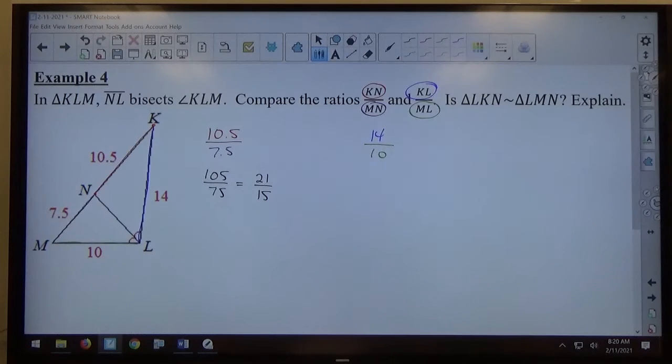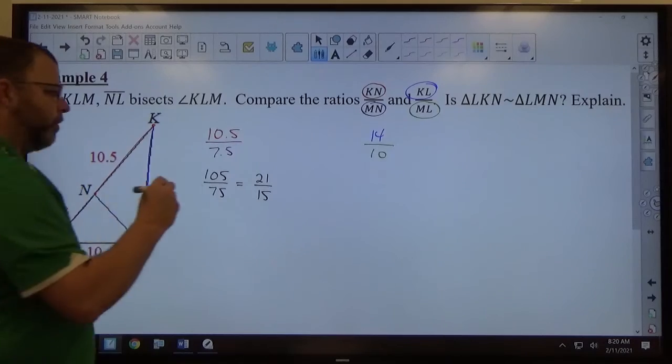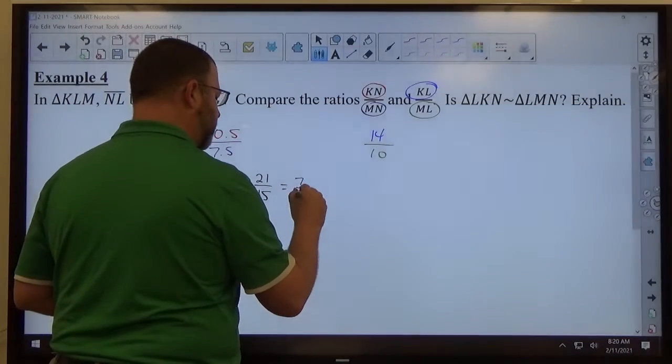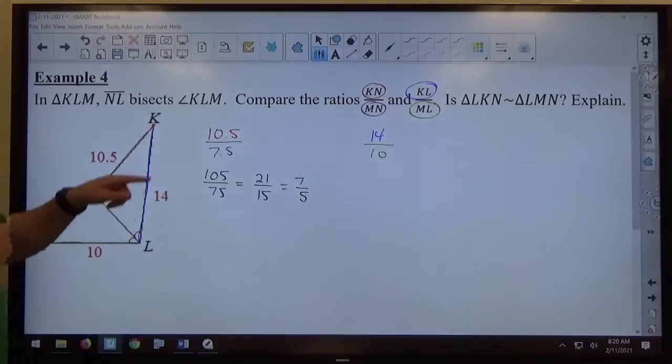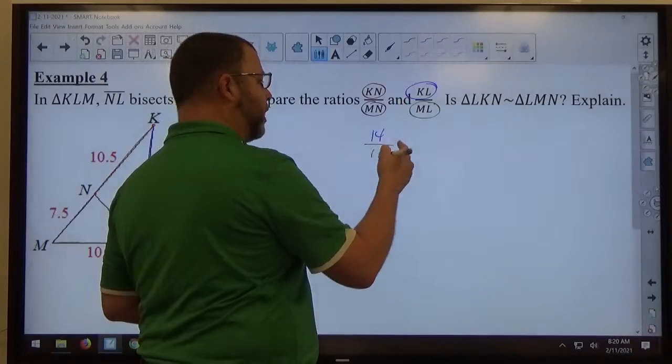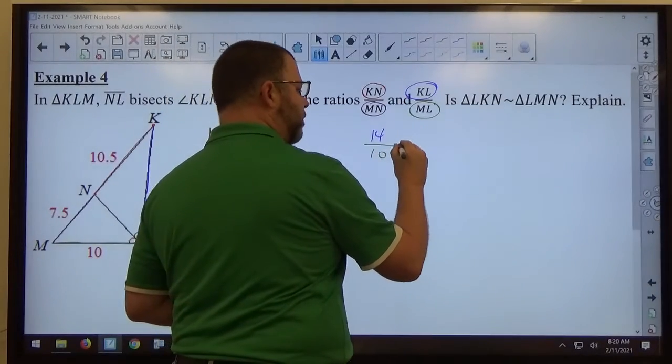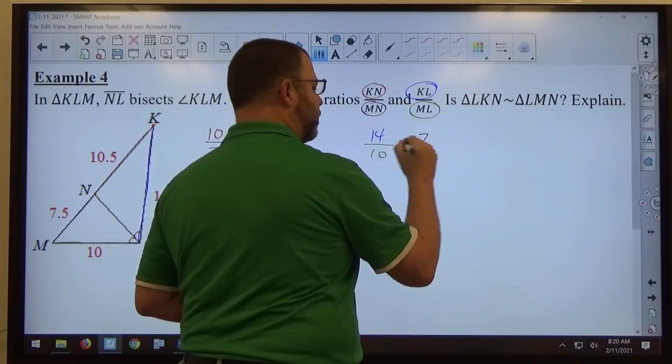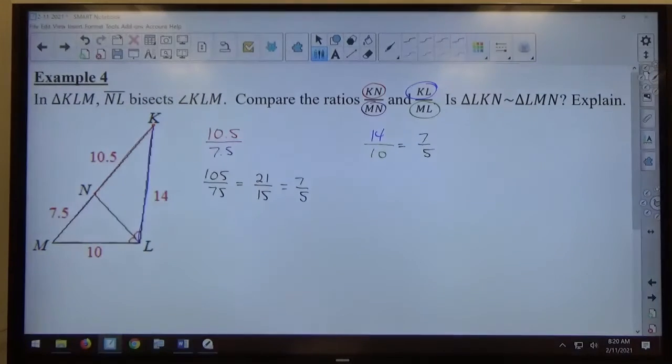21 and 15 both divide evenly by 3. 21 divided by 3 is 7. 15 divided by 3 is 5. So KN over MN reduces to 7/5. If we look at KL over ML, 14 over 10, both numbers divided by 2, that makes 7/5. So they want us to compare these ratios, and we see the ratios are the same.